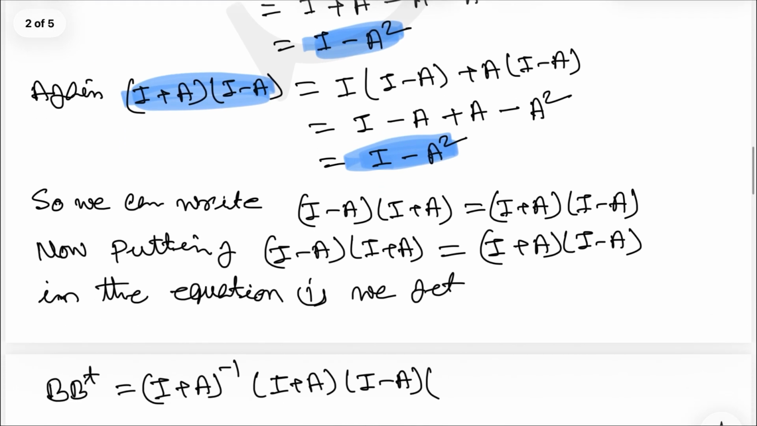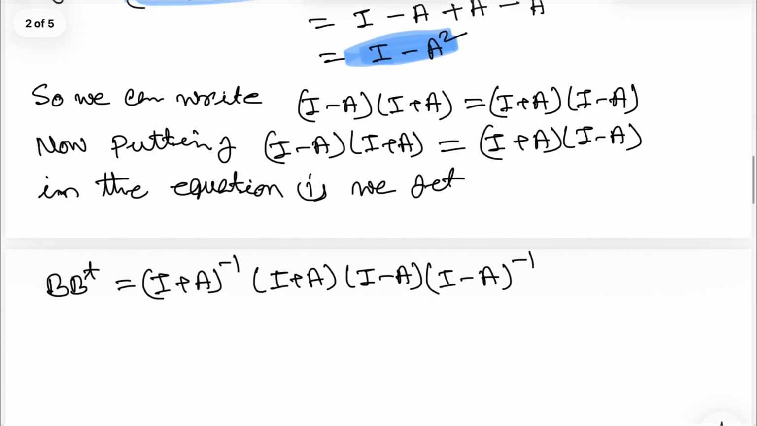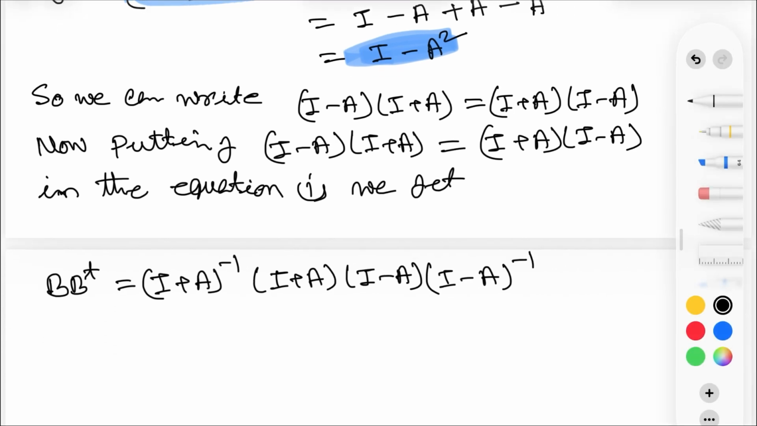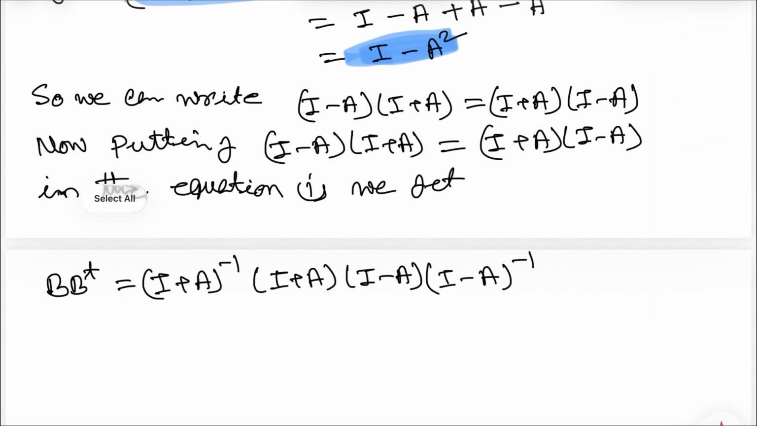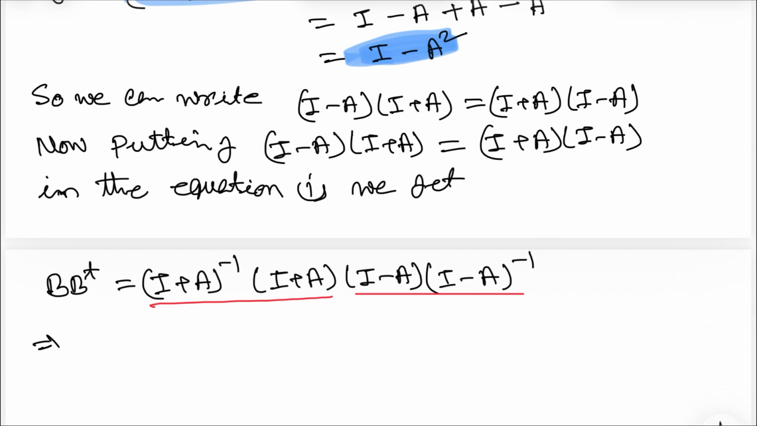Okay, so this is (I minus A) inverse. Now let's look here. This is (I plus A) inverse into (I plus A), that means A inverse into A. That means this is identity, and this quantity is also identity. So this implies B transpose is equal to I into I, that means identity.